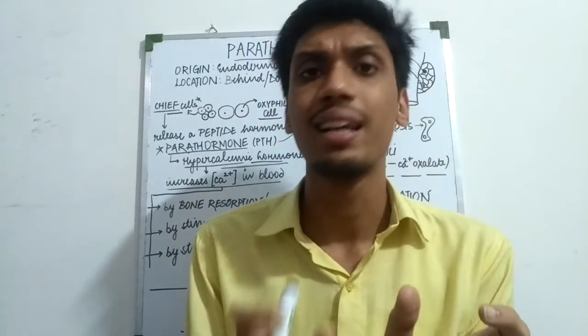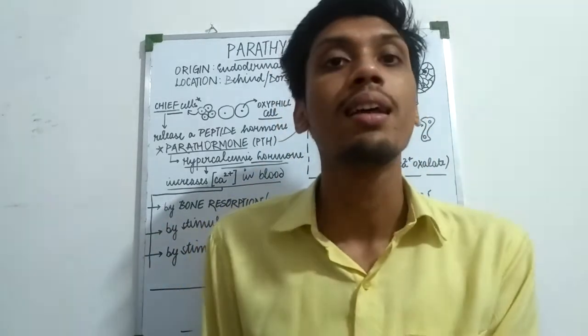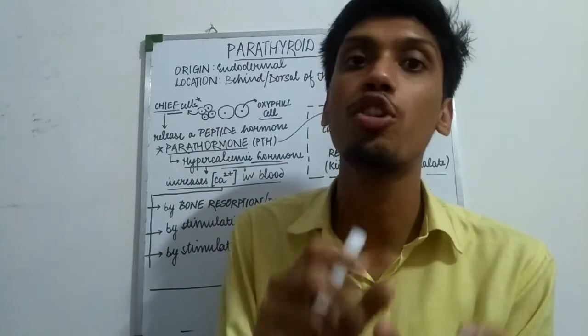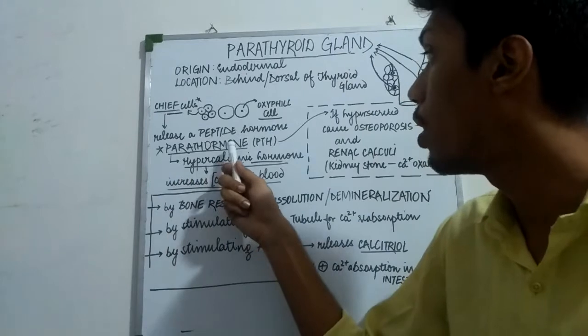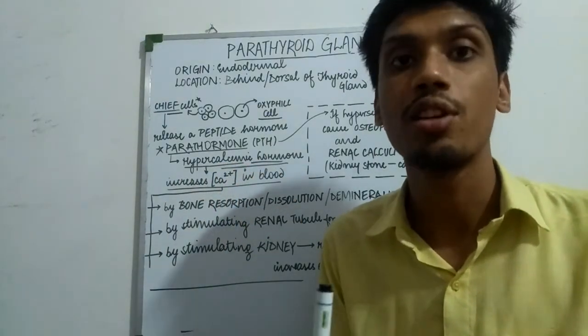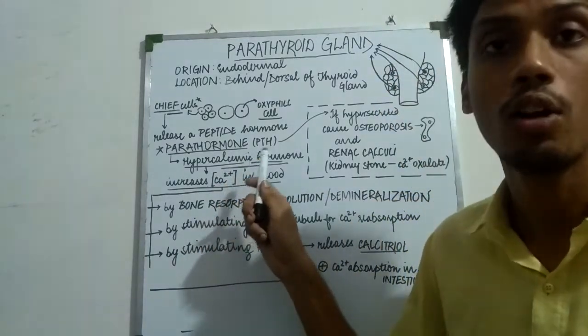Okay, hypercalcemic. Hyper means increasing and calcemic means calcium. So the concentration of calcium in blood should be high. So this is the role of this hormone. The parathyroid hormone increases the concentration of calcium in your blood. That's why it is called a hypercalcemic hormone.